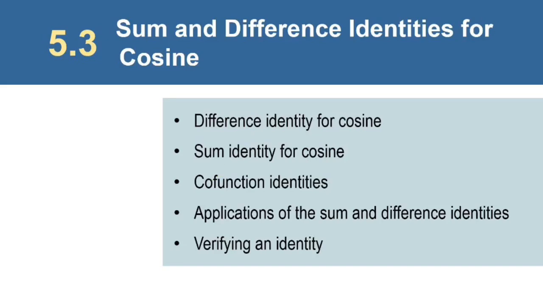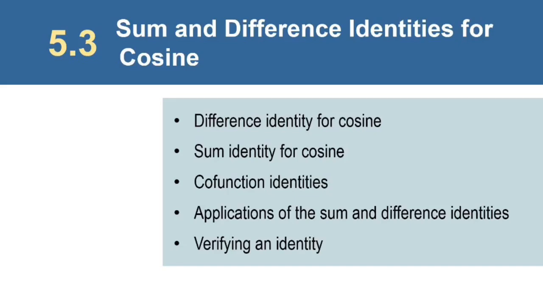sum of two angles. The difference identity for cosine leads us directly to the cofunction identities, and we have seen the cofunction identities in a previous section, but we'll look at them again because they are very closely related to the difference identity for cosine. And then we'll look at some application problems that use these two identities, and we will also verify some identities involving the cosine of a sum of two angles or a difference of two angles.